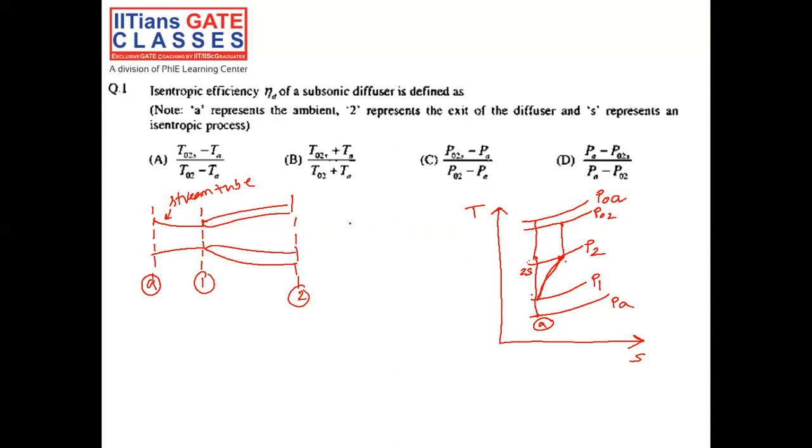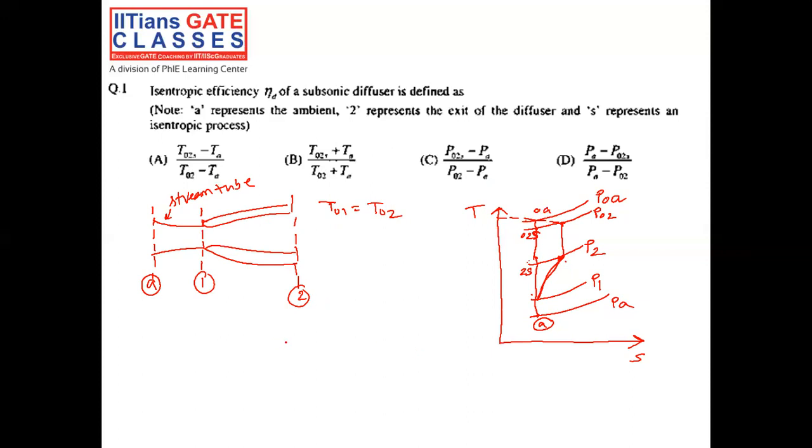The flow through the subsonic diffuser is basically adiabatic, so there is no heat addition or heat rejection taking place. So the total temperature throughout the process would remain constant. So TO1 would be equal to TO2. The total temperature would remain constant, and this point denotes the isentropic compression, right? So this is the TS diagram of the flow in a subsonic diffuser.